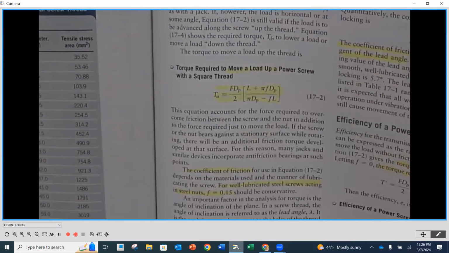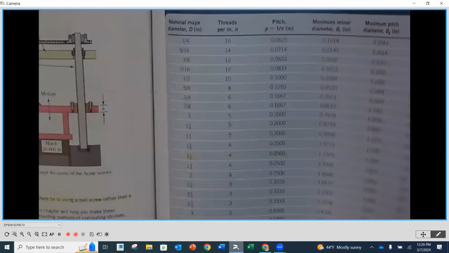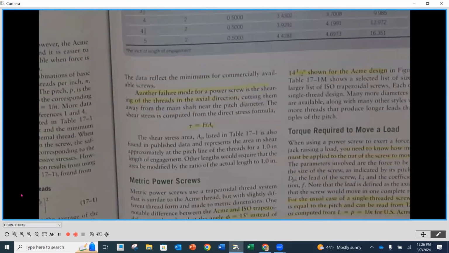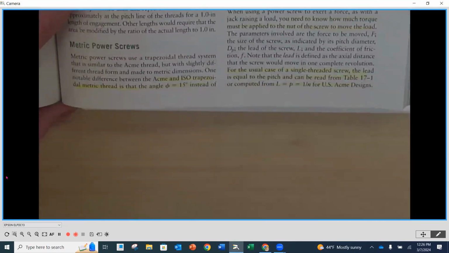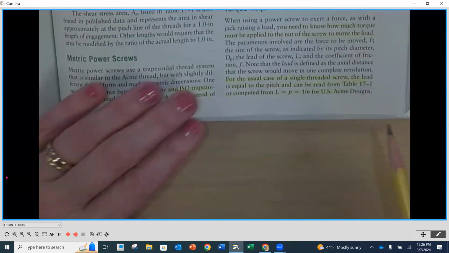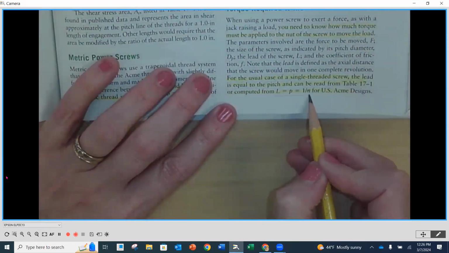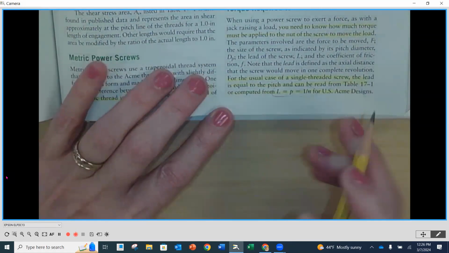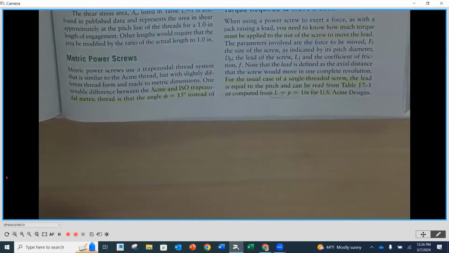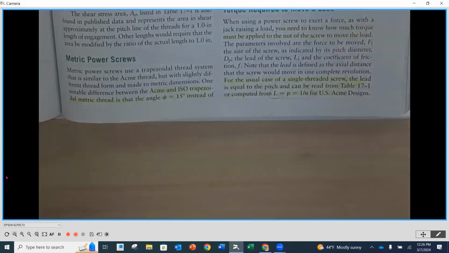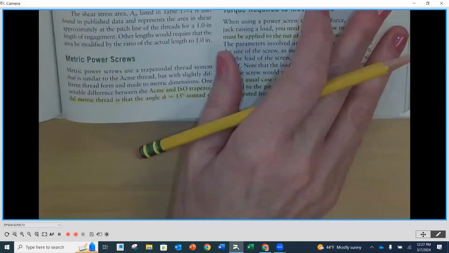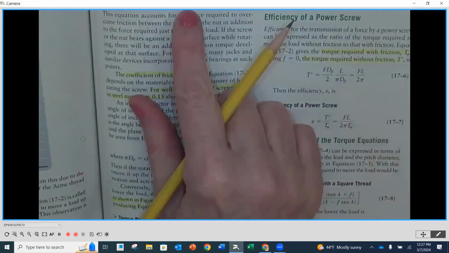On the bottom of 645. I knew it was buried, oh, there it is. So the lead is going to be basically the pitch. If you take one revolution, how far is that actually going to go? And that's what the lead is. You'll get a chance to play with these. So that's the lead, capital L.